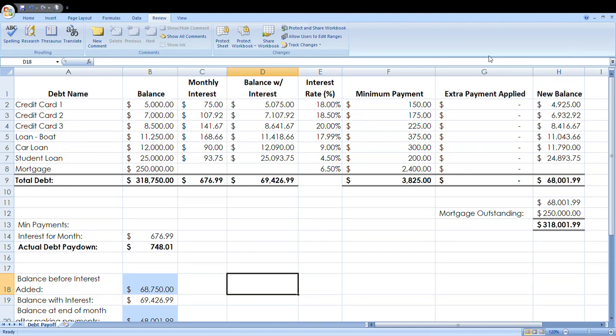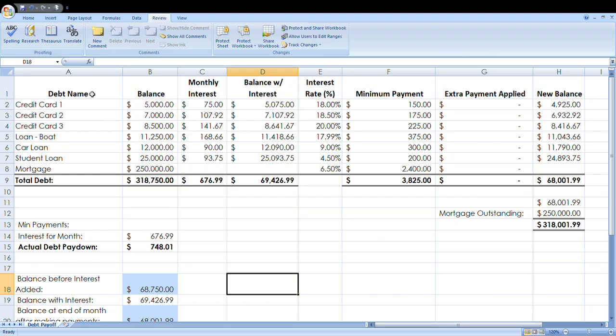Today I'm going to be talking about a debt payoff spreadsheet. What it lists is all debts owed, and that's credit cards, any kind of loans, car loans, student loans, boat loans, SUVs, motor homes, mortgages, and how you can pay them off quicker. So I'm going to get right into it.